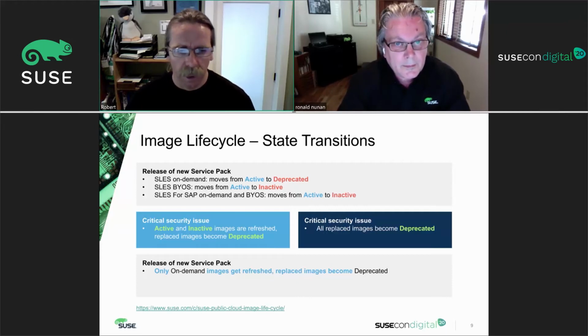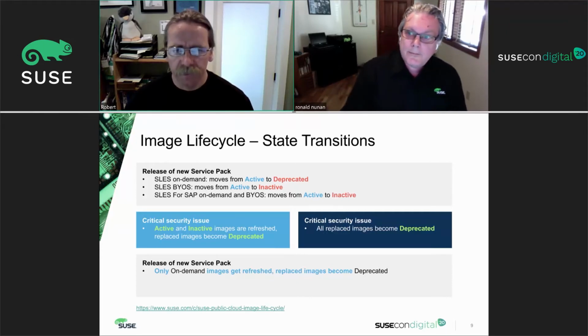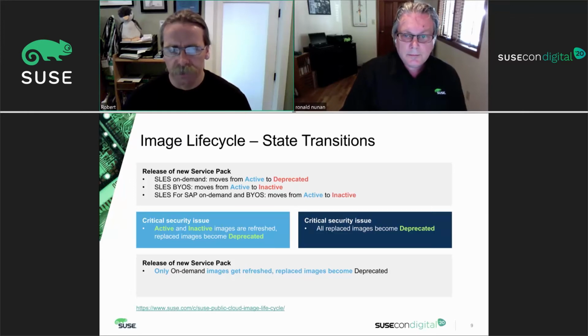So in July, we will have SLE 15 SP2, and at that point, SLE 15 SP1 images will go through a state change. The on-demand images for SUSE Linux Enterprise Server will move from active to deprecated when that happens in July. The BYOS images will move from active to inactive, and that is because when you run BYOS, as I mentioned earlier, you have the ability to add LTSS, and then the BYOS images will be available in inactive state until the end of the LTSS period.